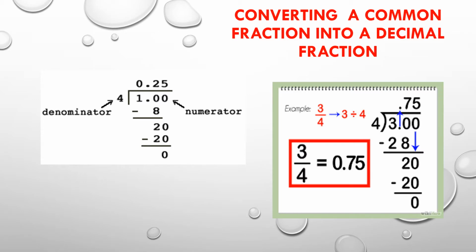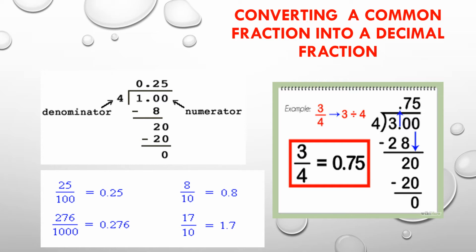The second example which we can see is 3 upon 4. 3 is the numerator and 4 is the denominator. So when we are dividing 3 by 4, the answer we get is 0.75. So the decimal fraction of 3 upon 4 is 0.75.